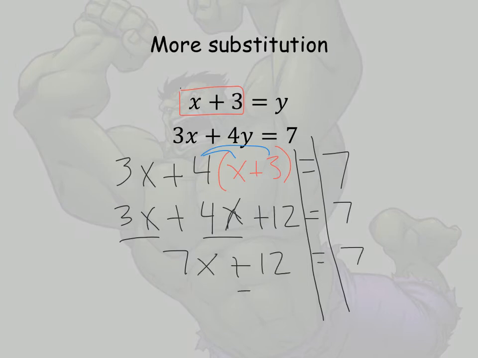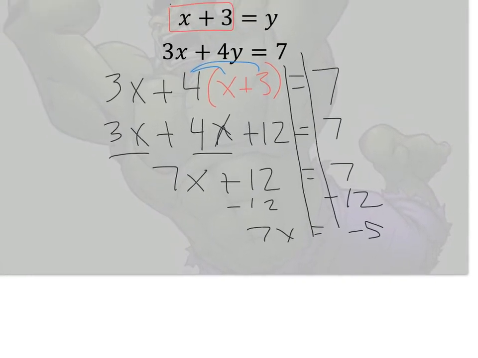Then you're like, oh, this is so easy now. Just subtract 12, and we get 7x is equal to -5. Now you might be thinking, whoa, did I do something wrong here? This looks weird.